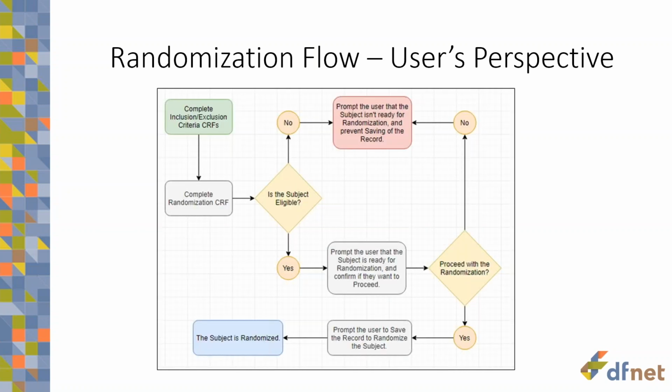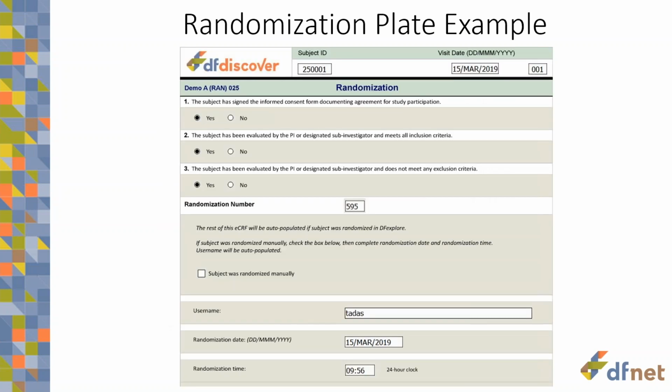How does it work? The randomization flows with someone completing a randomization CRF, confirming that the subject is eligible for randomization. It then prompts the user to confirm that they want to proceed with the randomization, and if they want to proceed, it will notify the user to save off the record, and it randomizes the subject. For the user, it's a pretty straightforward flow.